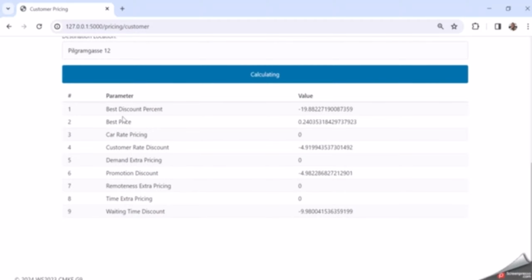The results of the algorithm are best discount percent, so the best percent that we can get in the given input. Then it's best price. It's based on the best discount percent and base price that we get as an input. And here are the individual values that form this best discount percent.